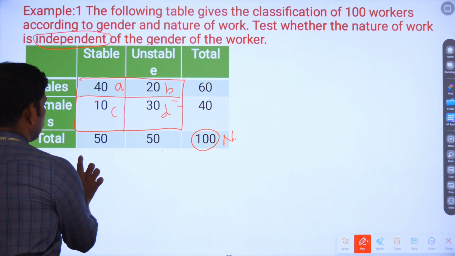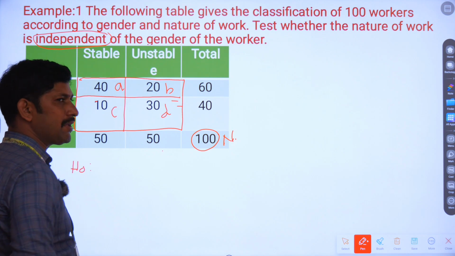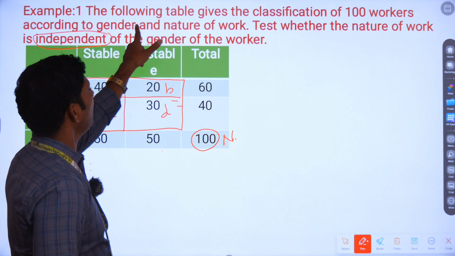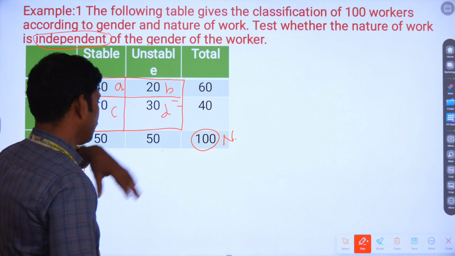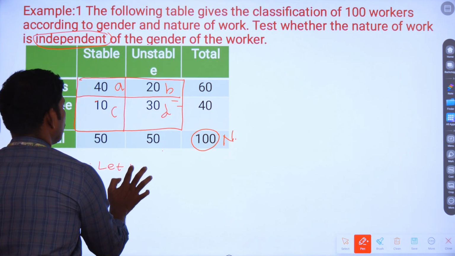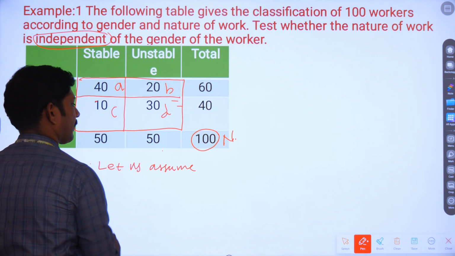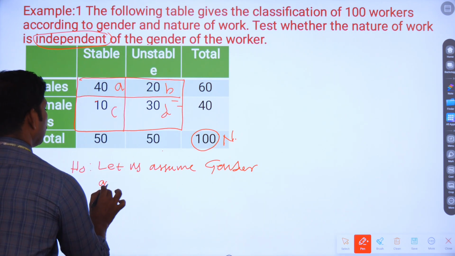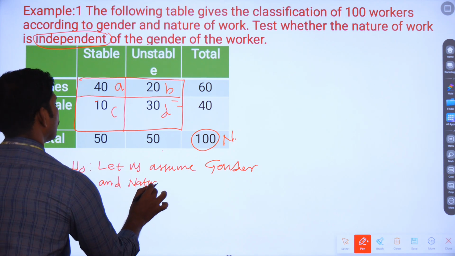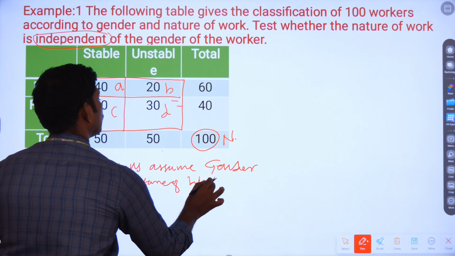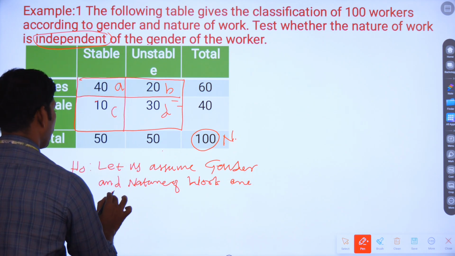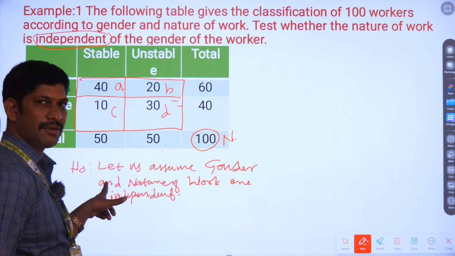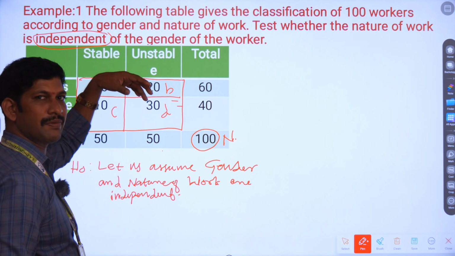Now we will assume H naught. As I already said, H naught depends on the problem. So what is discussed in the problem? The problem we discussed is gender and nature of the work. So gender and nature of the work, will it be independent or not? So I would like to assume: let us assume gender and nature of work are independent. The initial assumption H naught depends on the discussion of the problem.